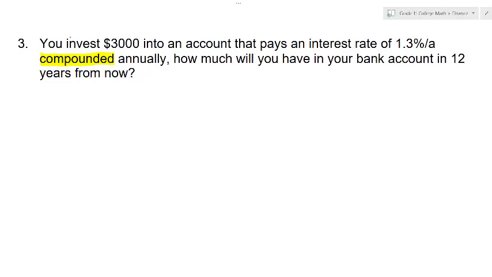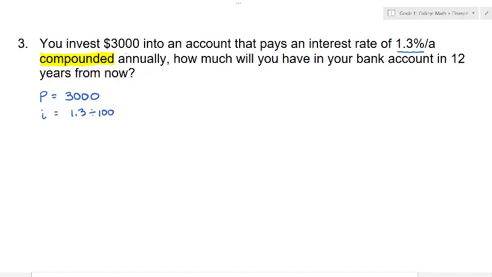All right, so let's write everything down that we know. We invest $3,000, so that's the present amount, or that's the initial value, or the principal. So my P is 3,000. The interest rate is 1.3%, so I'm going to write that as I is 1.3%, but I need to divide that by 100 to make it into a decimal.